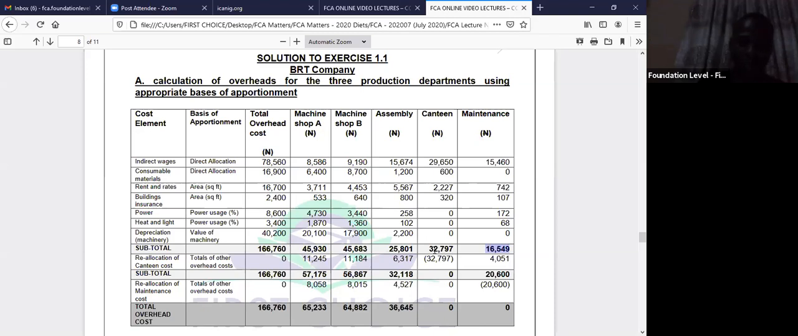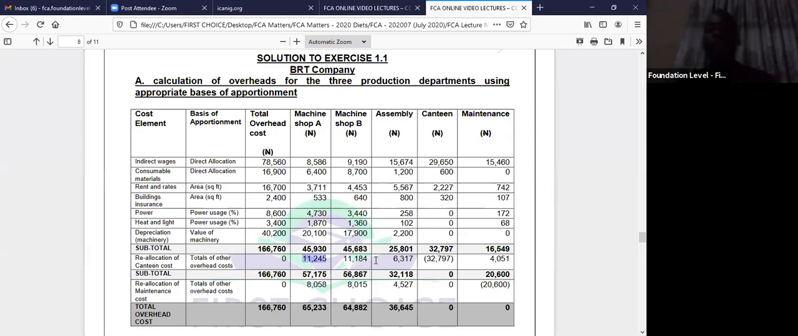So what I will do is 45,930 divided by 133,963, multiplied by the 32,797. That will give me 11,245. So you see, this 11,245 is as a result of reallocating this. In the same vein, you reallocate to machine B, 45,683 divided by 133,963, multiplied by 32,797, and here you have it, 11,184.